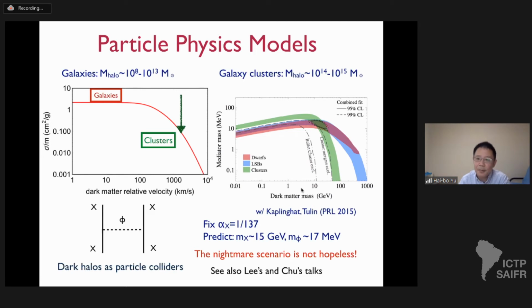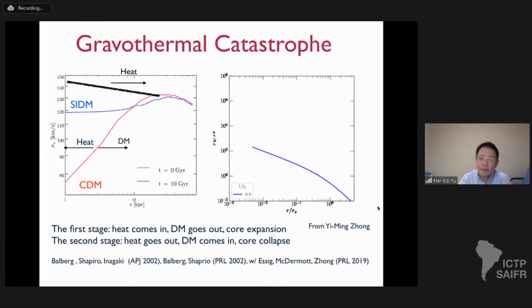All right, so the last topic is that you may wonder whether SIDM has some unique prediction that there's no way for CDM to mimic. The answer is yes. This is the gravothermal catastrophe, or gravothermal collapse. The idea is the following.